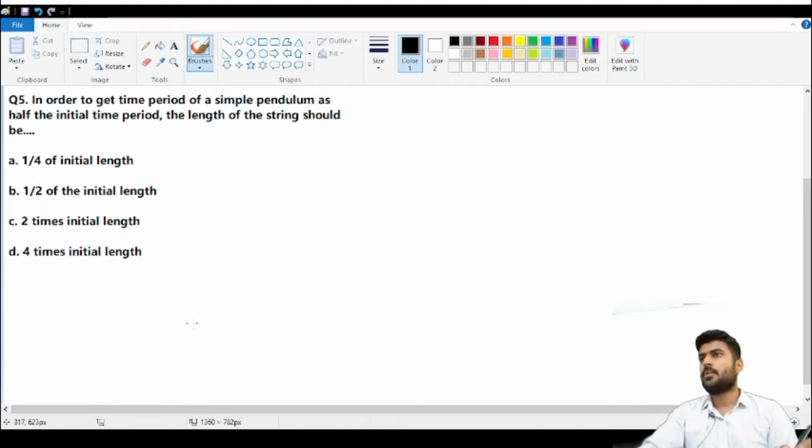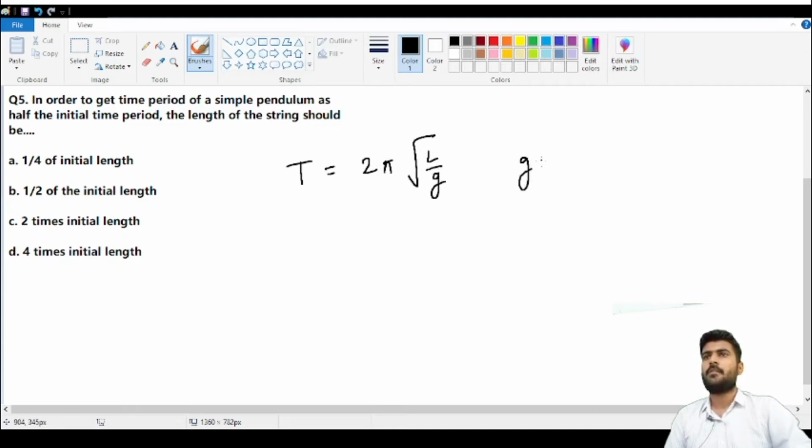In order to get the time period of a simple pendulum as half the initial time period, the length of the string should be. Now the time period of the oscillation is given by 2 pi root L upon g, where g is acceleration due to gravity and L is the length of the string.